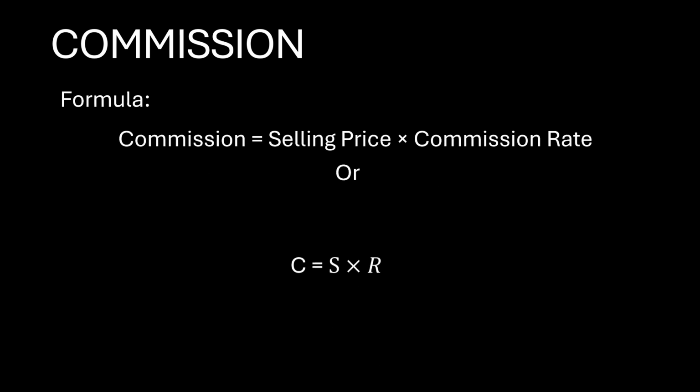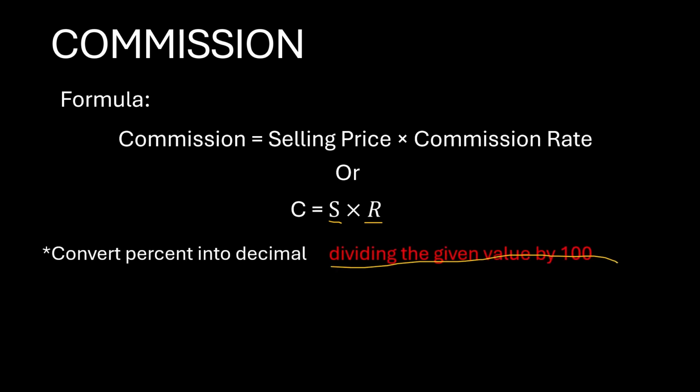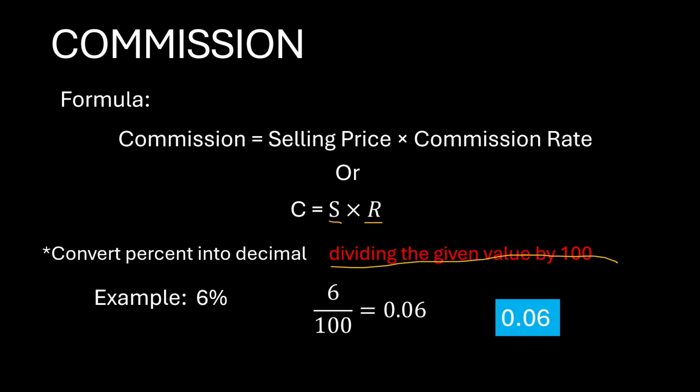Before moving on, let's understand why this formula works. Remember our previous lesson? Whenever we're looking for a percentage of a number, we multiply. Since commission is simply a percentage of the selling price, we multiply the selling price by the commission rate. But before multiplying, there's one very important reminder. Always convert the percentage into a decimal first. For example, 6% becomes 0.06. Never skip this step because forgetting to convert the percentage is one of the most common mistakes students make.